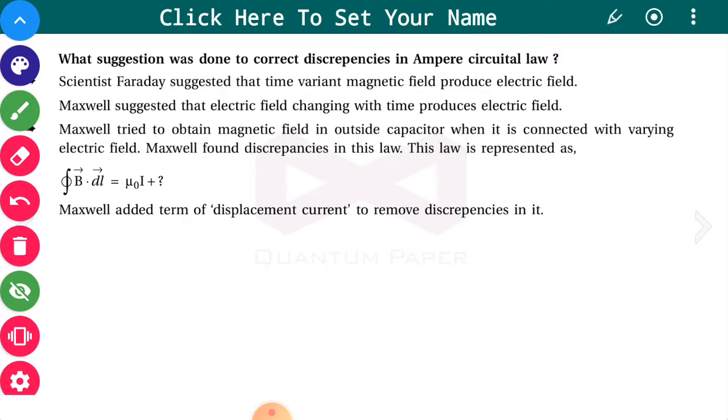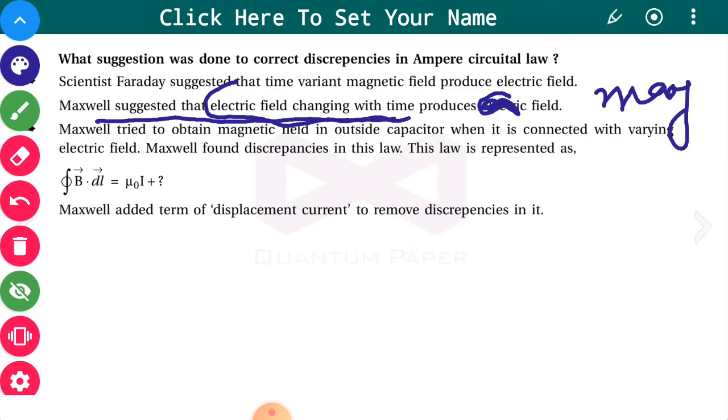It's a very important statement given by this scientist: whenever there is a change in electric field with respect to time, that will produce the magnetic field. It is not an electric field, it is a magnetic field.